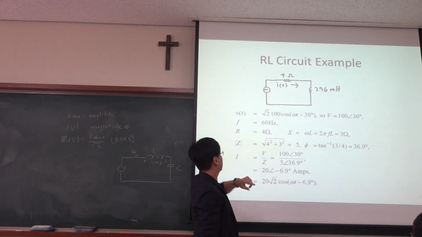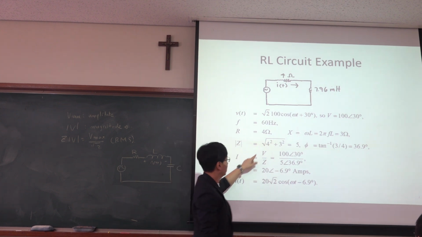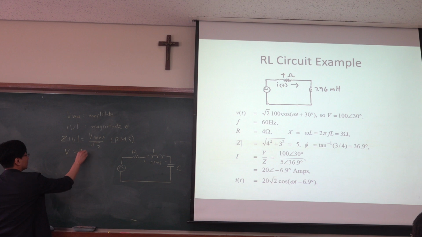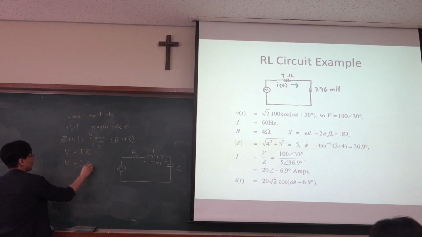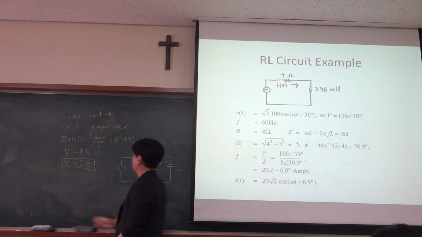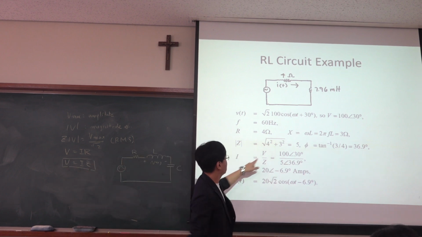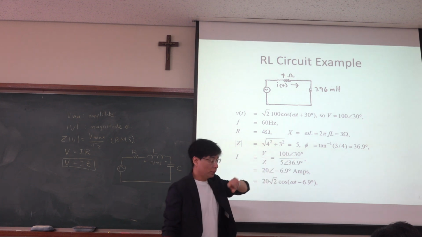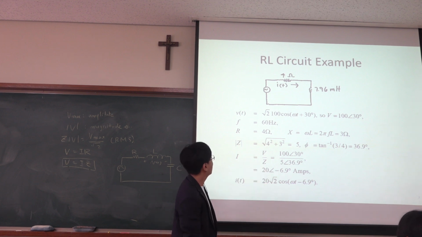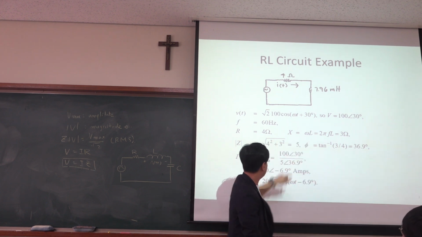Then you can compute the current using phasor notation. Complex current I is V over Z, like Ohm's law. This is a very fundamental, simple relationship: complex voltage, complex current using phasor notation, and impedance. So I is V over Z, where V in phasor notation has magnitude 100 and angle 30 degrees. Impedance Z has magnitude 5 and angle 36.9 degrees.